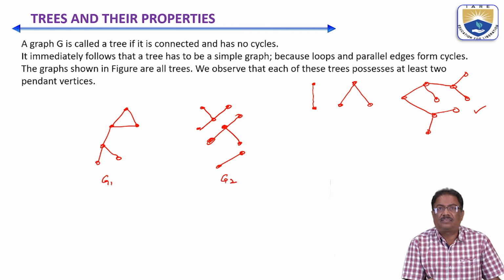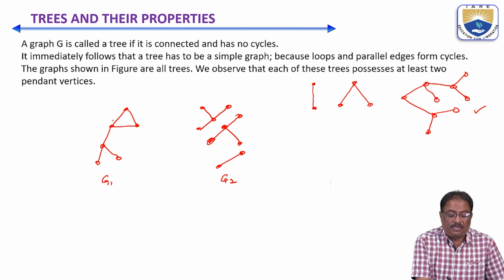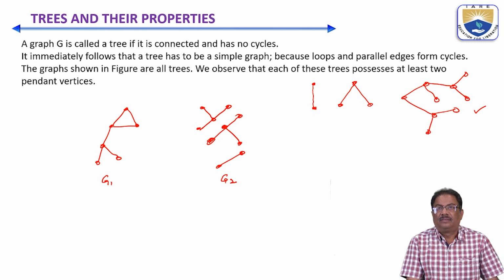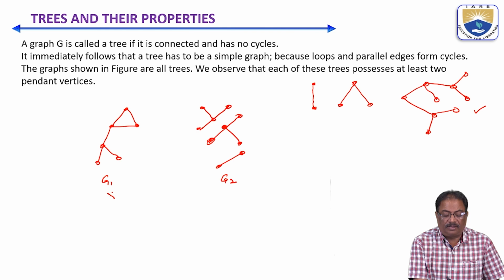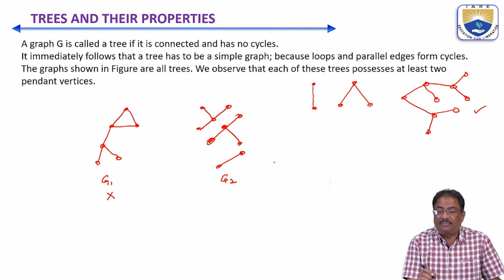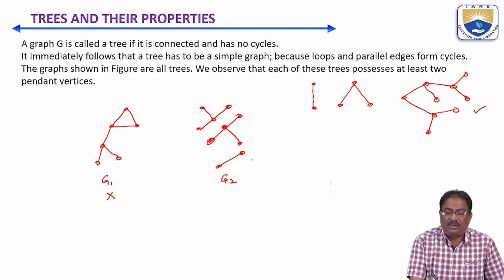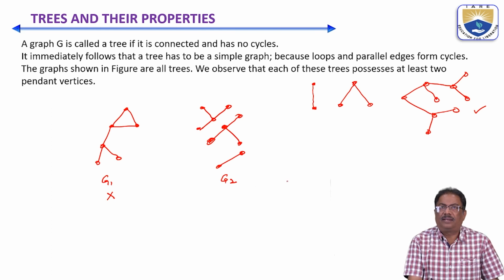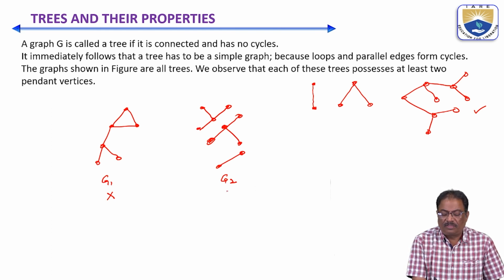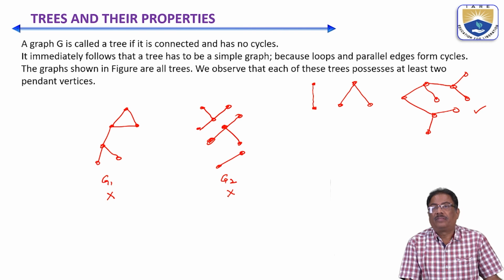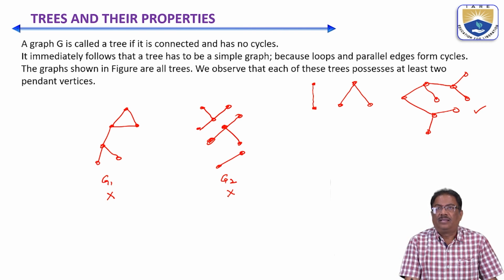Now in this G1, it is connected, but it has a cycle. So it is not a tree. And this graph G2 does not have any cycle, but it is a disconnected graph. So this is also not a tree.